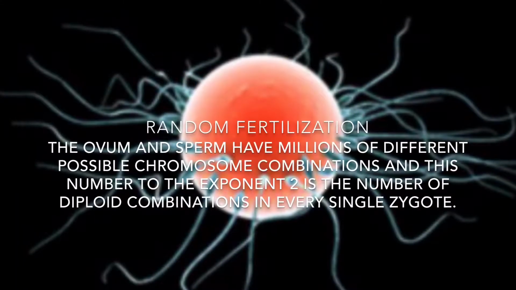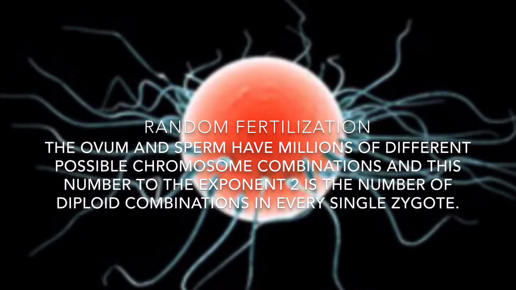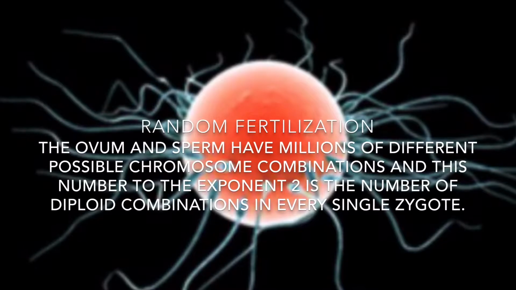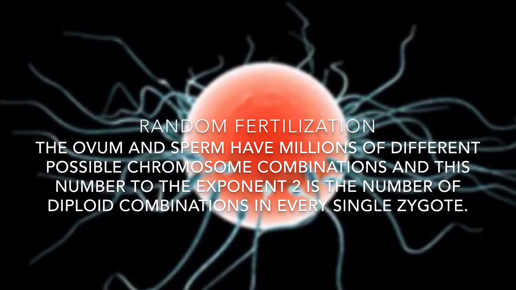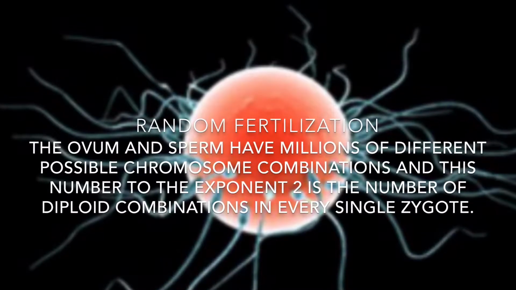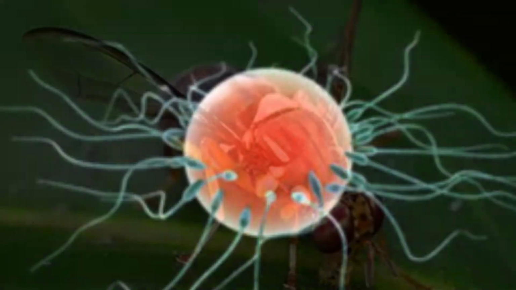Random fertilization. The ovum and sperm have millions of different possible chromosome combinations, and this number to the exponent 2 is the number of diploid combinations in every single zygote. All 3 of these events during the process of meiosis are key to attaining genetic variation.